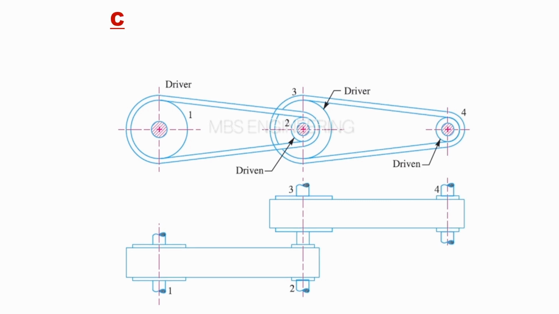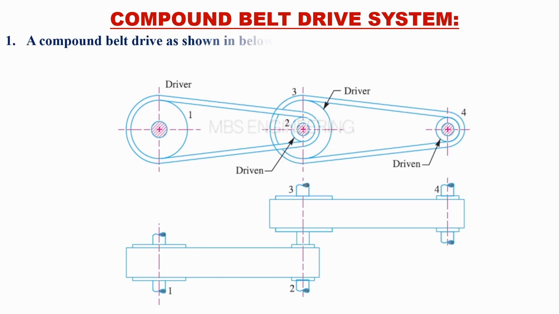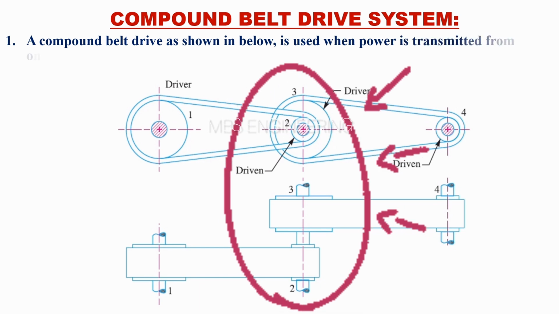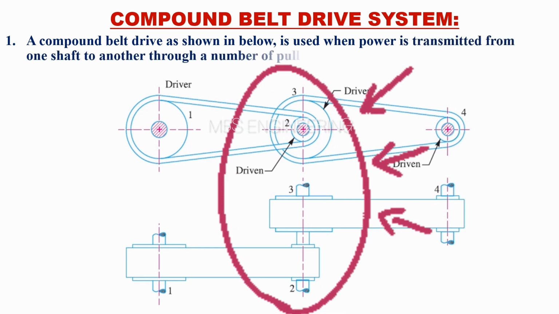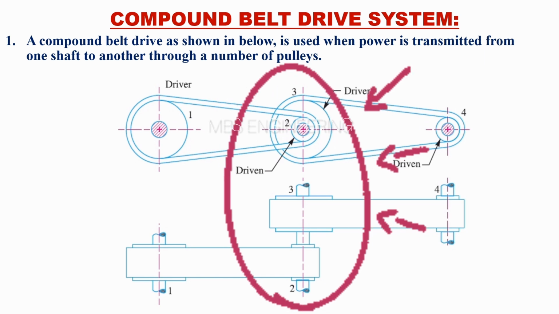Next, we will learn the fifth type, compound belt drive. A compound belt drive, as shown below, is used when power is transmitted from one shaft to another through a number of pulleys. Please refer to the compound belt drive with a number of pulleys.